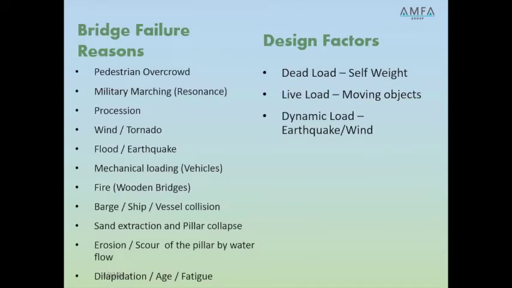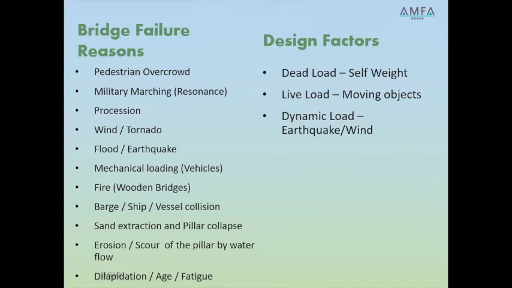Now the bridge failure reasons. The design factors of a bridge are: one is dead load, which is nothing but the self weight of the bridge. Live load is the moving objects, which can be pedestrians or vehicles. The third factor is the dynamic load, like earthquake, wind, or tornado. So the general reasons for bridge failure could be pedestrian overcrowding, or military marching, where the frequency matching the natural frequency leads to resonance. A procession could also create a similar effect.